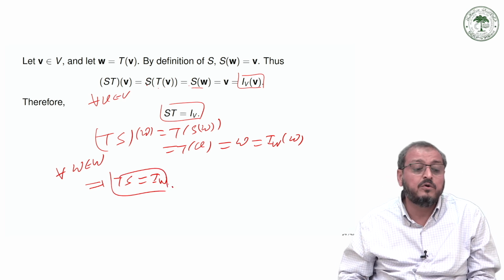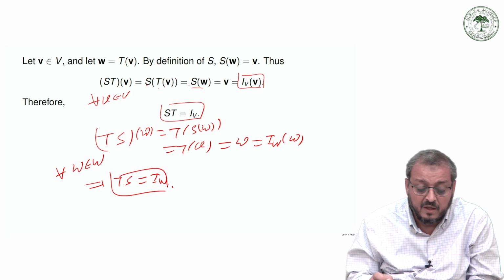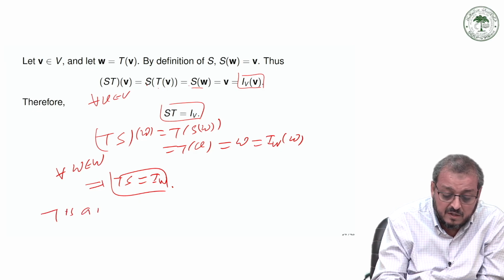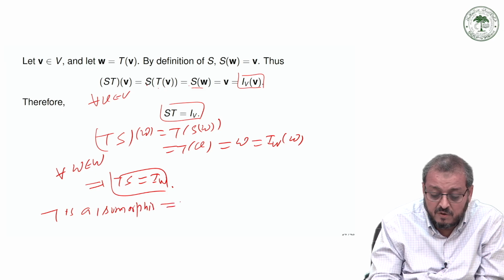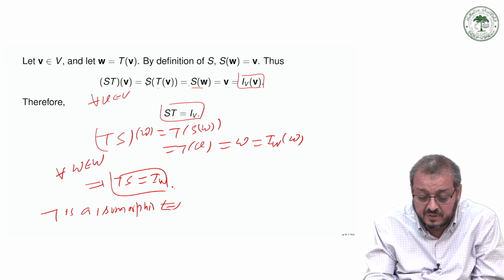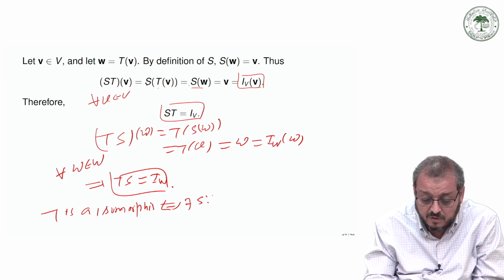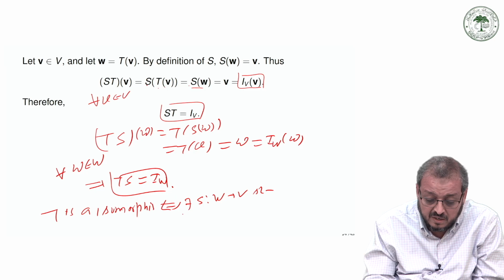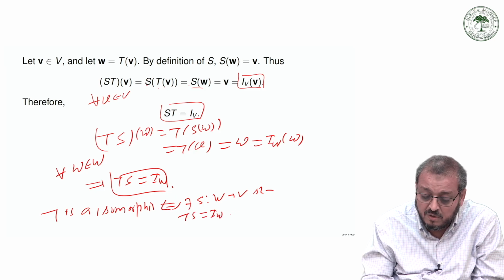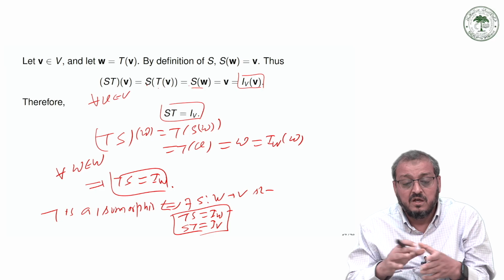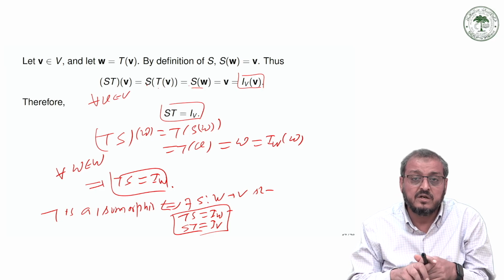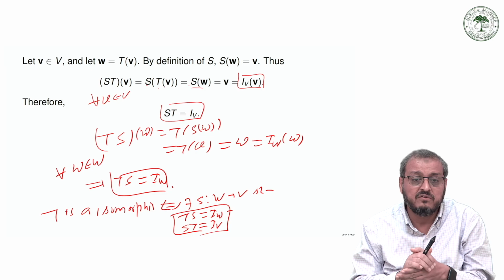So we prove both the conditions: T is an isomorphism if and only if there exists a map S from W to V such that T of S is equal to the identity of W, and S of T is equal to the identity of V. So if TS is equal to the identity of W and ST is equal to the identity of V, then we can say that this map T is an isomorphism.